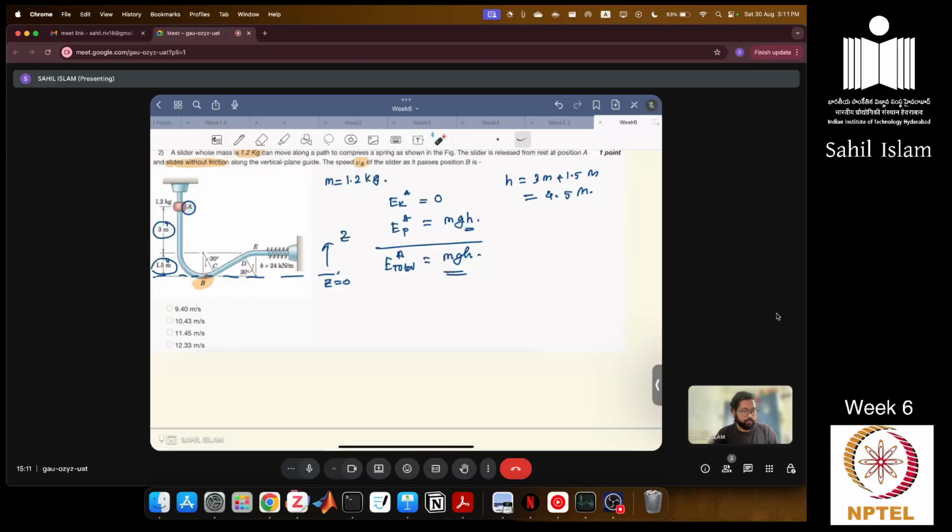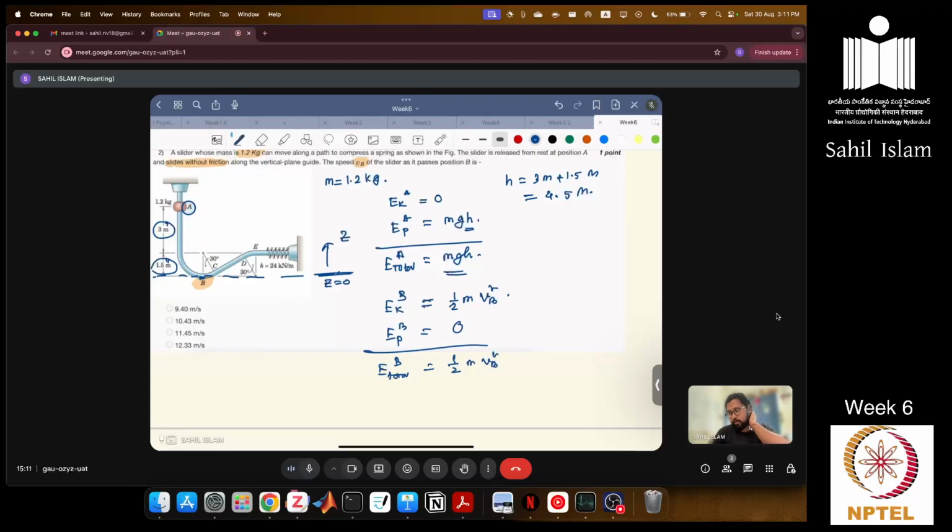Now at this point B, kinetic energy will be half mv square. Let's write velocity at point B as vb, so it will be half m vb square. Now what is the potential energy at point B? We are defining this to be our ground, so there is no potential energy here. So the total energy at point B is half m vb square.